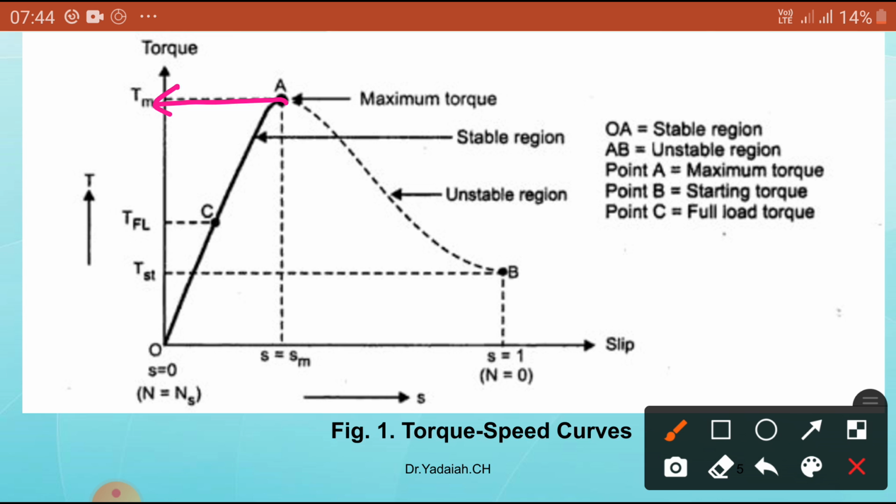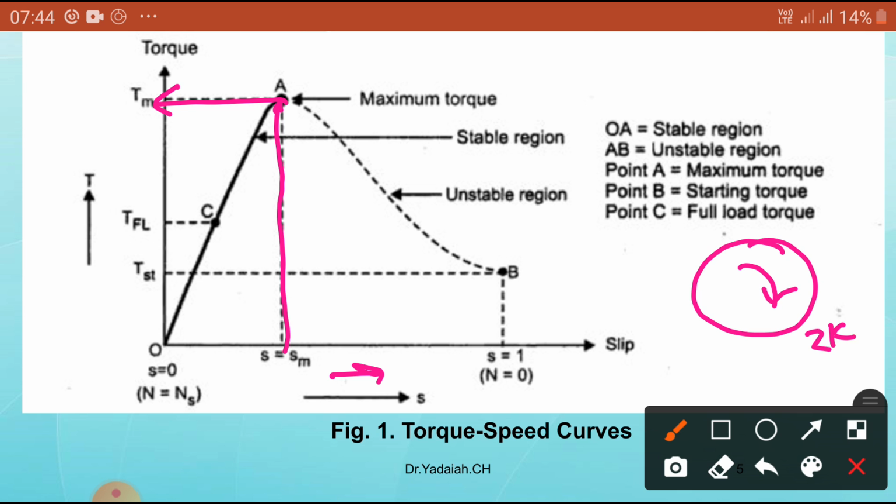Then further increases your slip. That means if you add more load on the motor, up to the maximum load it is running and producing torque. Whatever the load on the rotor, for example 2 kgs, the rotor is running slowly. If 5 kgs, the motor is running, no problem. If 10 kgs are added, the motor is running at maximum, producing the torque and running at nearly the normal speed.